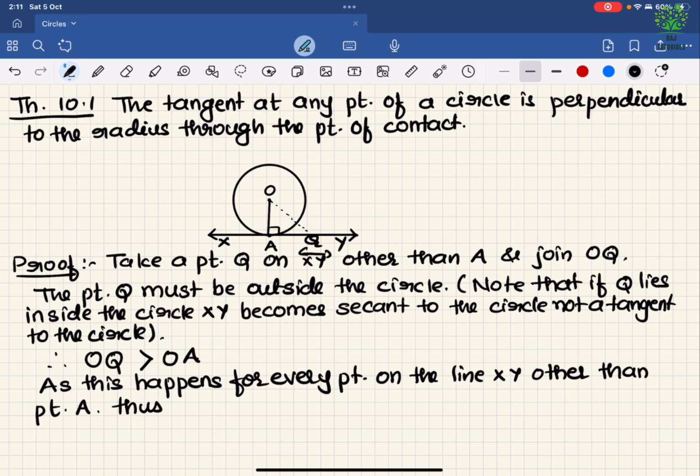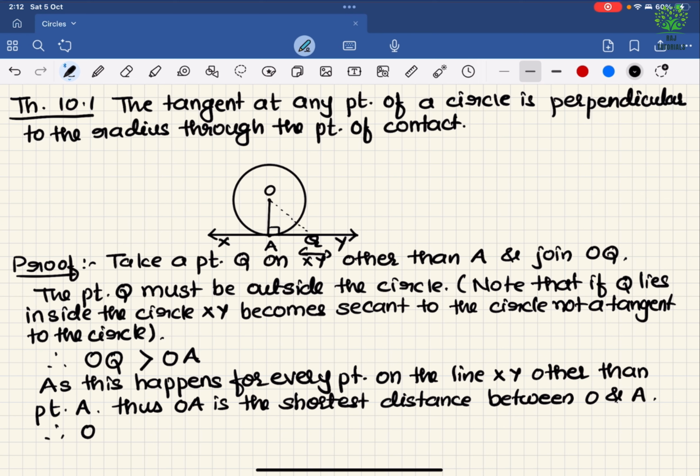Thus OA is the shortest distance between O and the line XY. Therefore, OA is perpendicular to XY.